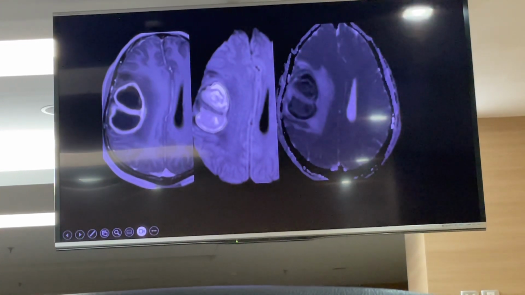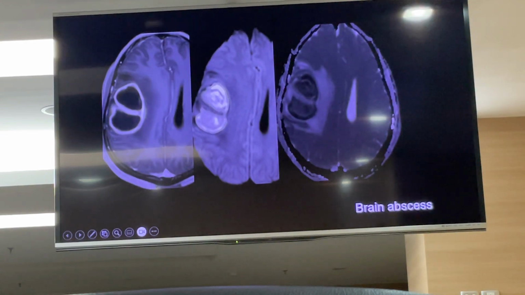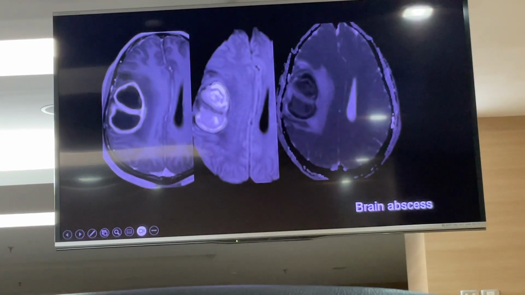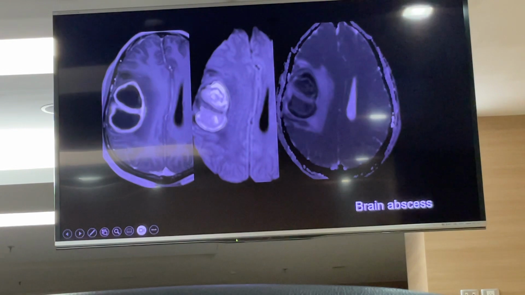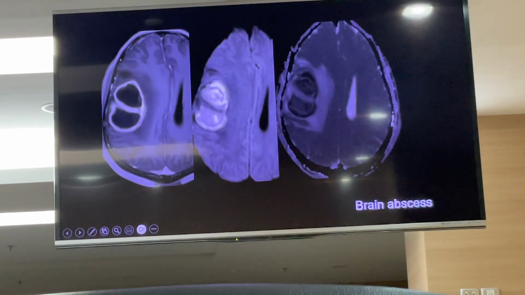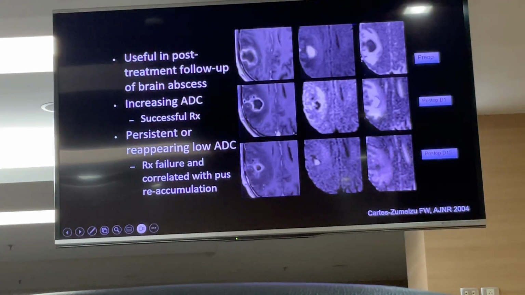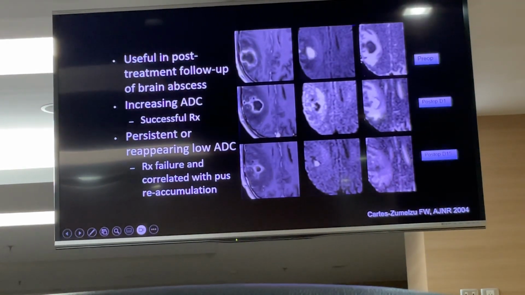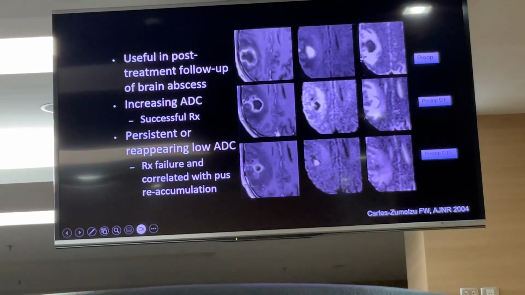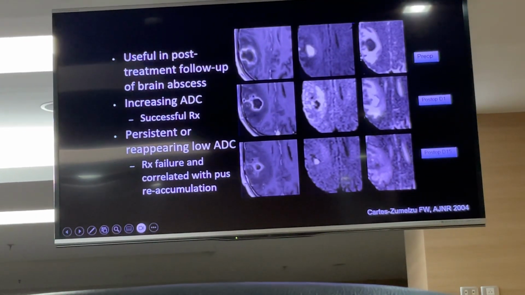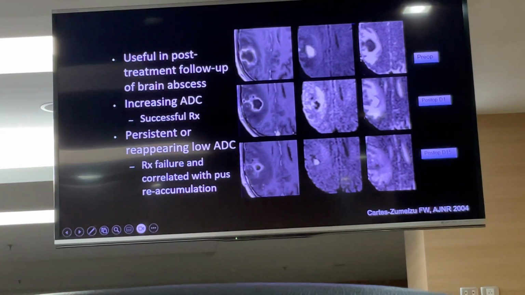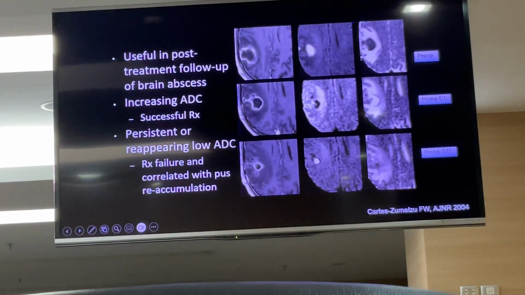So this is characteristic for brain abscess. Thin rim enhancement with central restricted diffusion. We don't see restricted diffusion like this with a tumor or other condition. So we use ADC value to follow up the patient after treatment. If the ADC is increasing, the patient can improve.